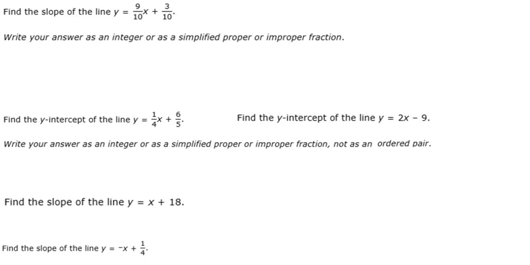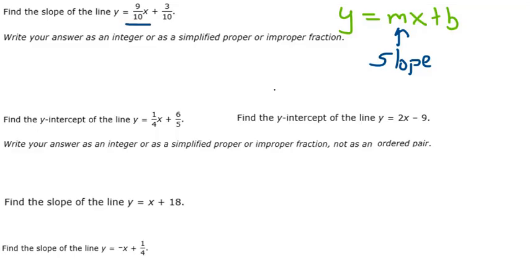So we're going to identify the slope and y-intercept when given an equation in the form of y equals mx plus b. And the m here stands for slope. We typically write this as a fraction. So if you see something like the first one, 9/10, we're not going to change that to 0.9. We either leave it as a fraction or we leave it as an integer. There's nothing technically wrong about changing it to a decimal like 0.9, but don't do that for this assignment.